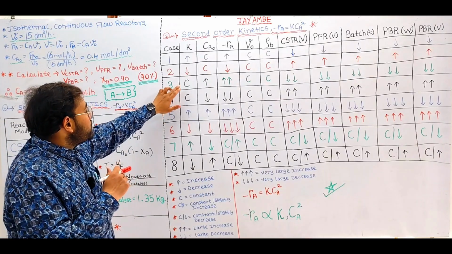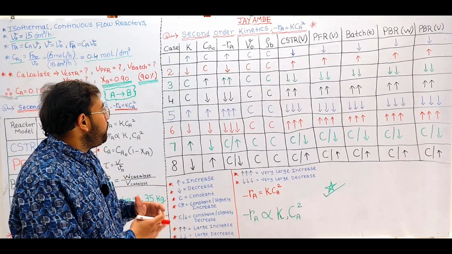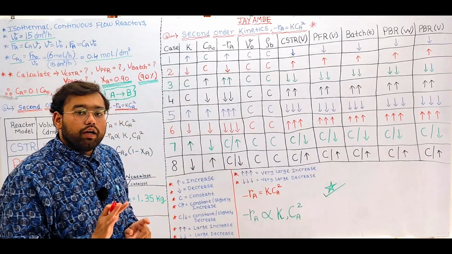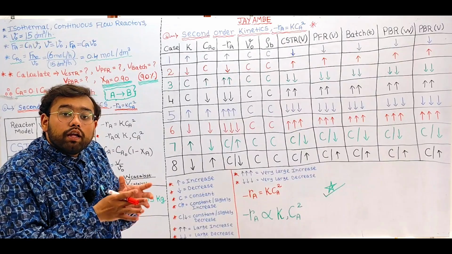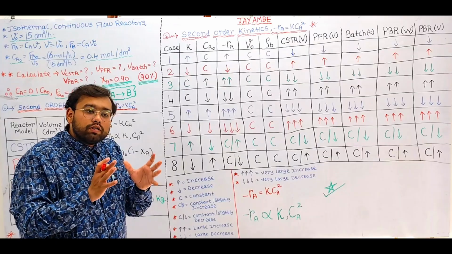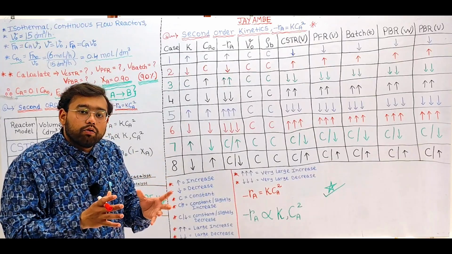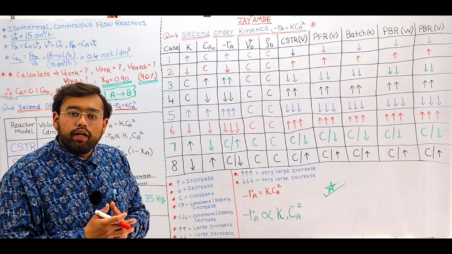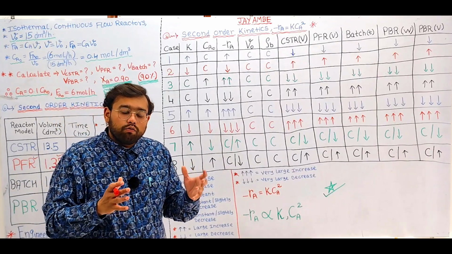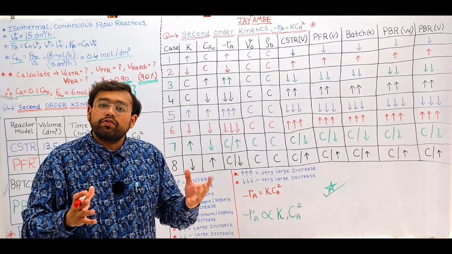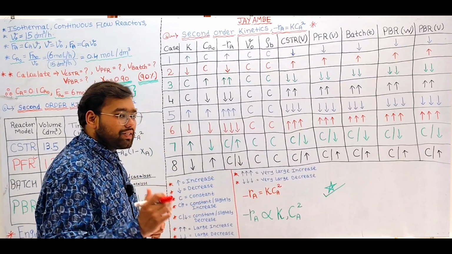So we are keeping the rate constant constant now, and we are increasing the initial concentration of the reactants present in the reaction environment of the reactor. So how will this affect the reaction rate and the required volume of the reactor? How does this affect the weight of the catalyst requirement and the reaction time? We'll understand that.